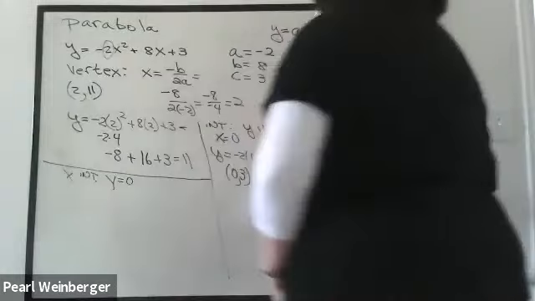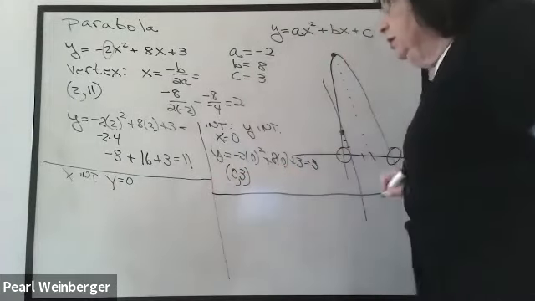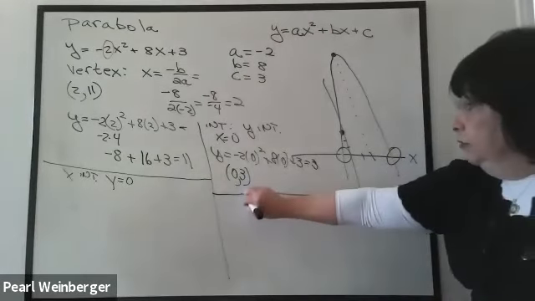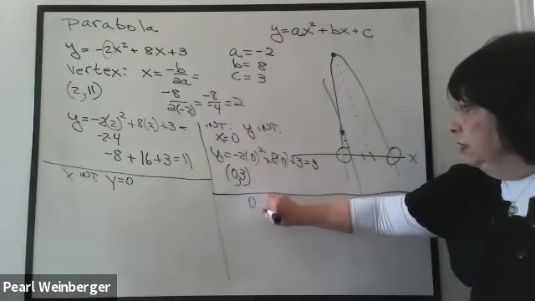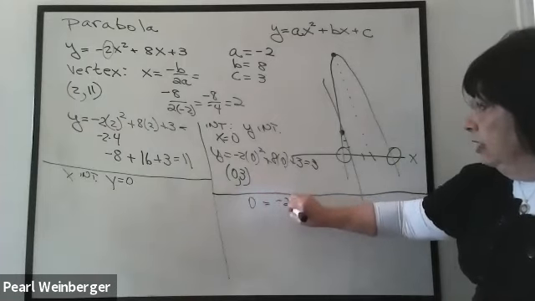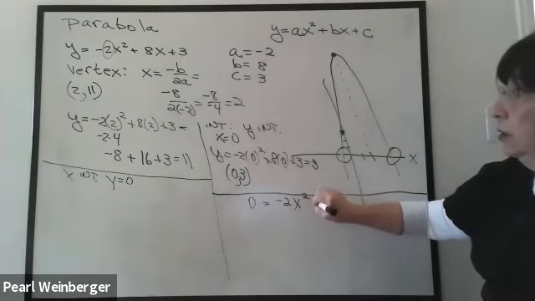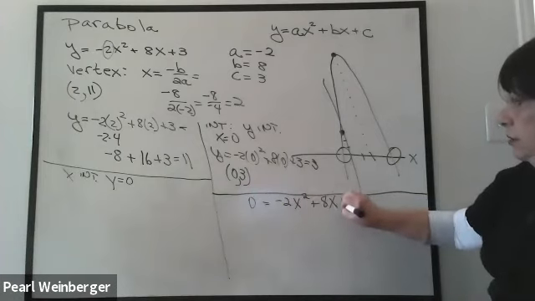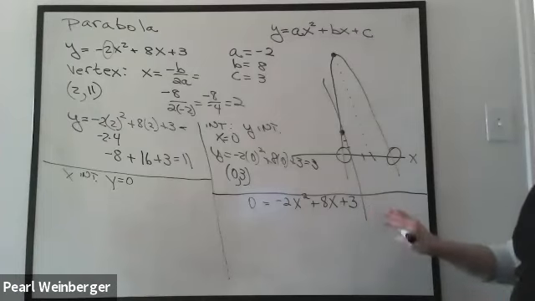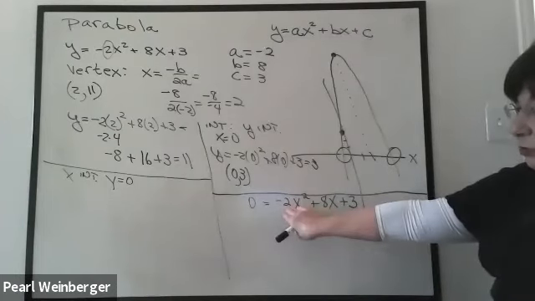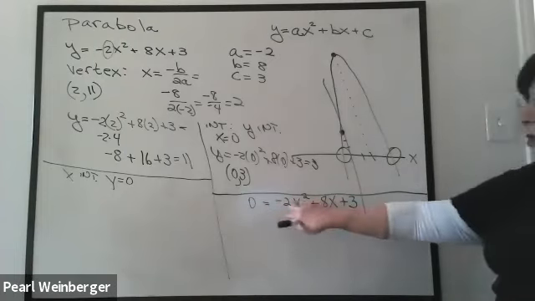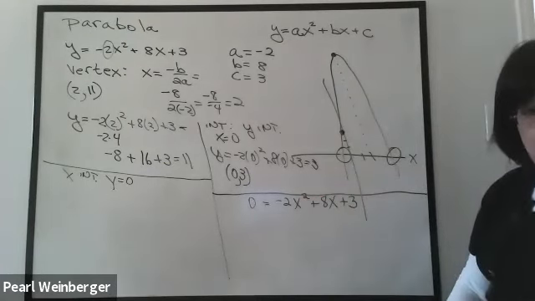Let me go over here. The equation that I'm going to get is, in place of y, I'm putting 0. 0 equals negative 2x squared plus 8x plus 3. Now, I always like to have my x squared term positive. This is a quadratic equation, but the coefficient of the x squared is negative.